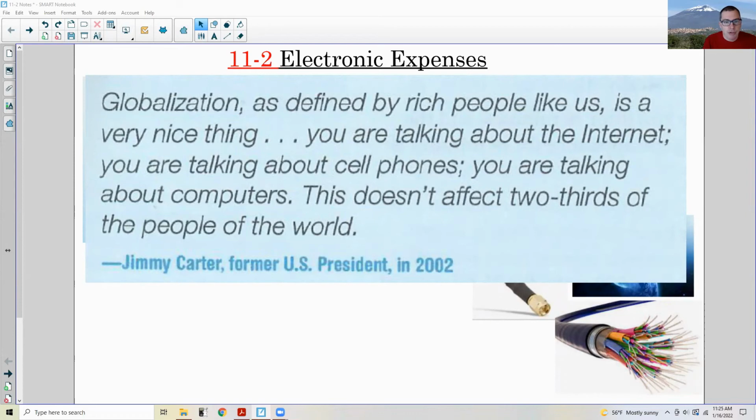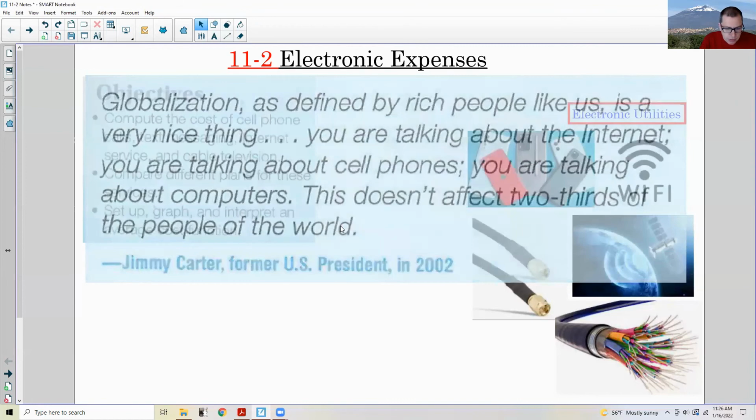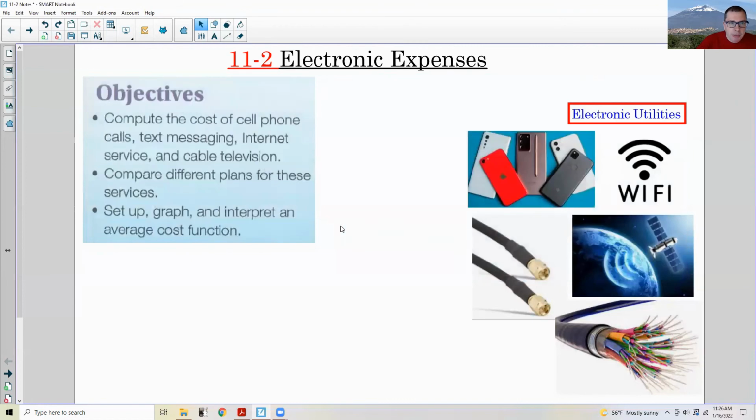Okay, that was 2002. So only 20 years ago, only 1/3 of the population, and usually rich people like Jimmy, had these things. But it seems now, I would probably say 90% of the population worldwide have these things. Maybe I'm a little high, but way more than 1/3. Okay, so let's start talking about electronic expenses.